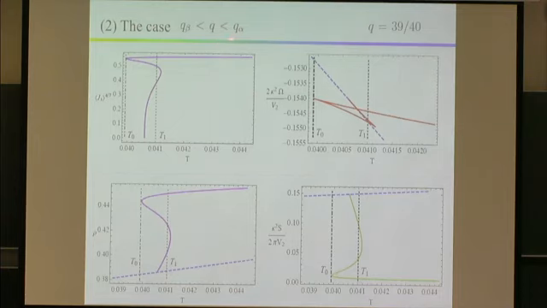If the charge is in between, for example, Q equal to 39 over 40, then for the condensation branch you will have 3 branches: from this point to here, and from here to this one, where it turns back. Of course, only one of them is stable. The other 2 branches are not stable. But the minimal temperature is still there.